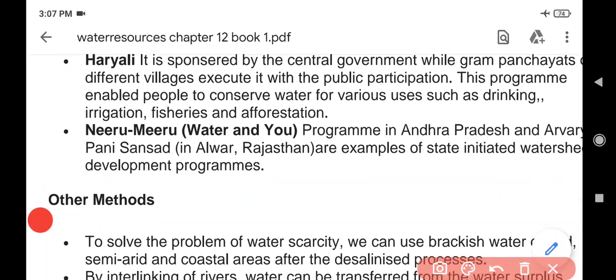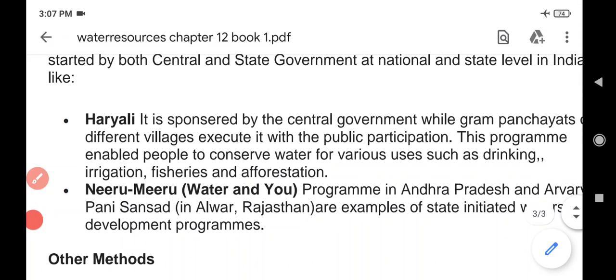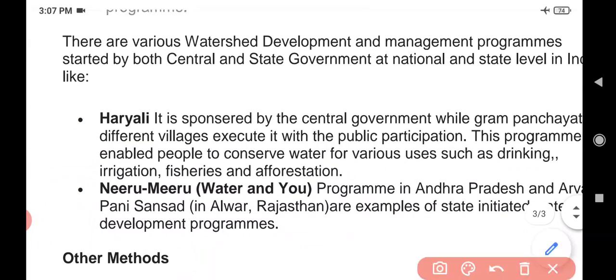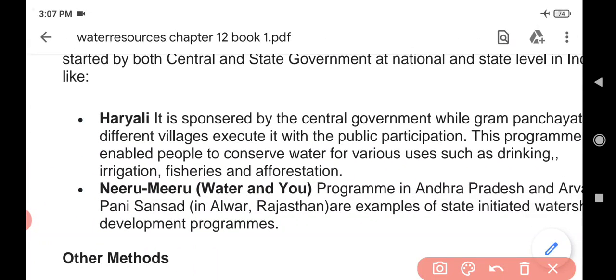Here two examples of community participation are given, just like Haryali and Niru Miru. These are asked in the exam. Haryali and Niru Miru are examples of community participation, how people come together to conserve the water.